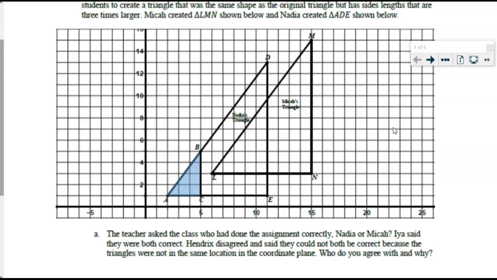I like all of those thoughts, and you're all correct. One can be viewed as they are both correct. They made triangles that were both 3 times the size. They're just in different positions, which means maybe they used a different sequence of transformations, as Jaden mentioned. Maybe they translated it, and then the other one they dilated. And Gracie knows a little bit more about dilations, and she says they just use different centers of dilation, which is what we see on the next page.